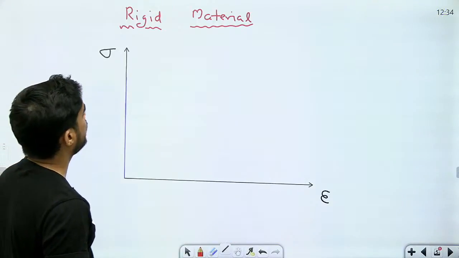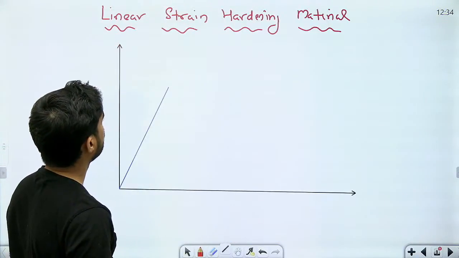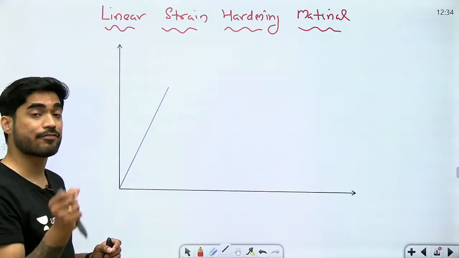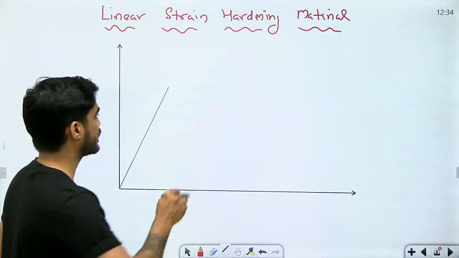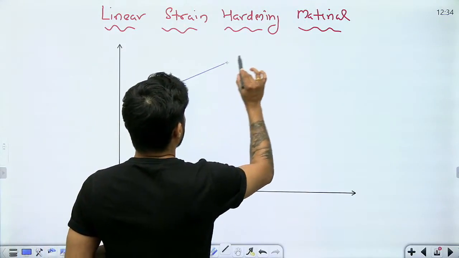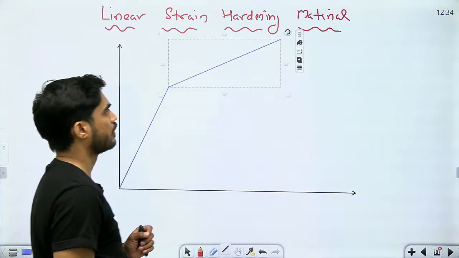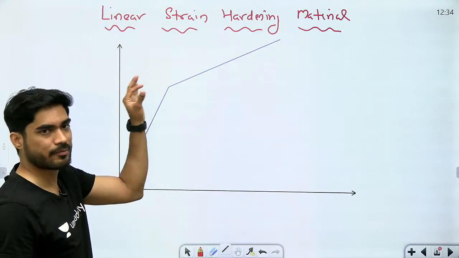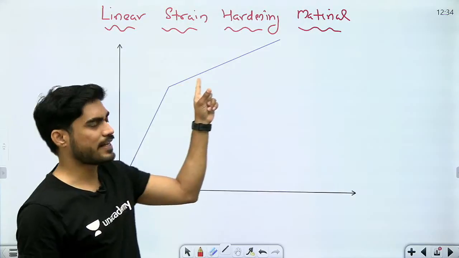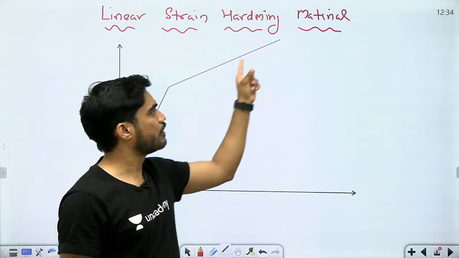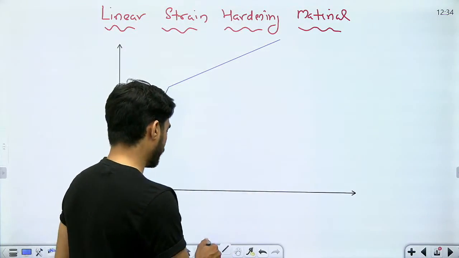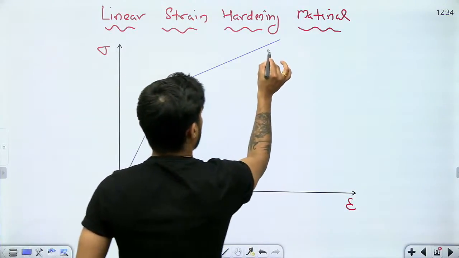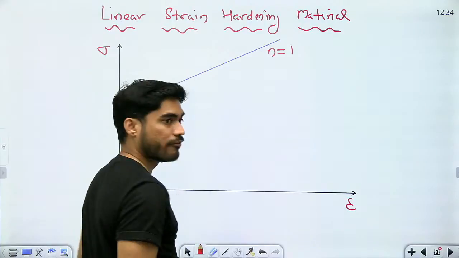But in case of linear strain hardening, what is going to happen? After the yielding starts and after the strain hardening starts, it will remain linear like this. So this is linear strain hardening, means up to the yield point it will remain straight, and when the strain hardening starts, again it will remain straight. And what will be the strain hardening coefficient? The strain hardening coefficient will be n equals 1.